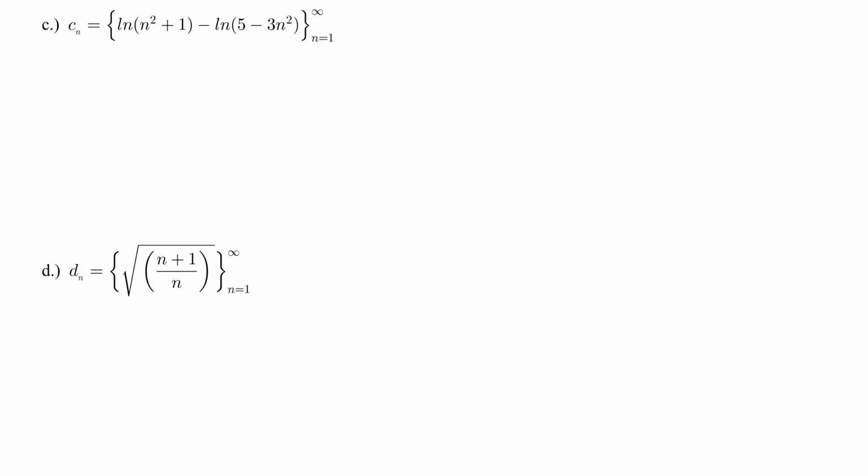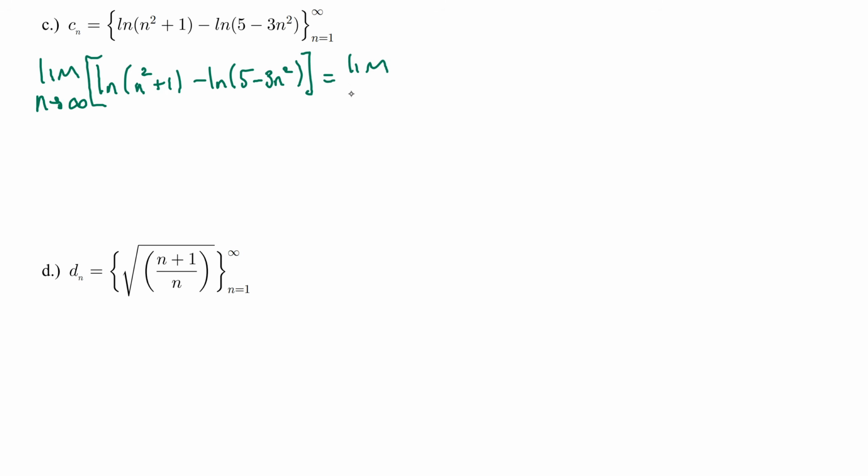We have c sub n equals natural log of n squared plus 1 minus natural log of 5 minus 3n squared from n equals 1 to infinity. And we want to calculate the limit as n goes to infinity of natural log of n squared plus 1 minus natural log of 5 minus 3n squared. It would be convenient to calculate this limit if we condense our logarithms. So let's write it as the natural log of n squared plus 1 divided by 5 minus 3n squared.